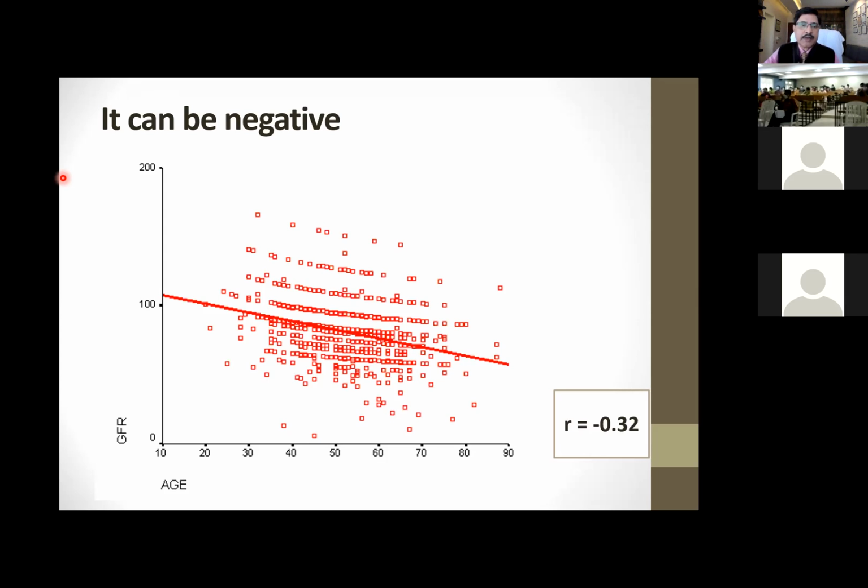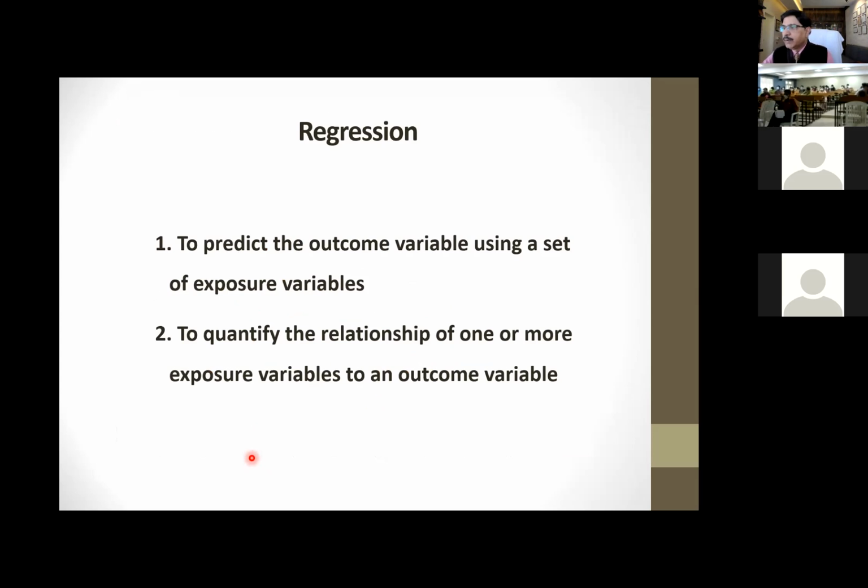Understand, correlation is done when the variable on the x-axis and the variable on the y-axis are both numbers. Both the variables are not ordinal or nominal data. Okay, regression. When do I do regression?